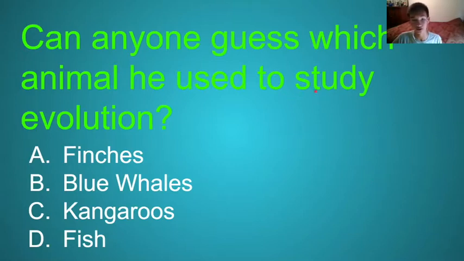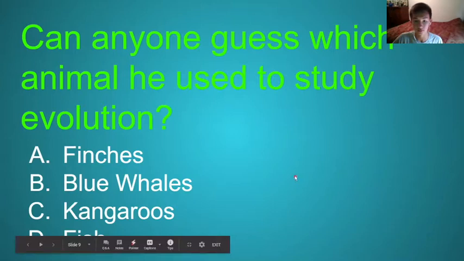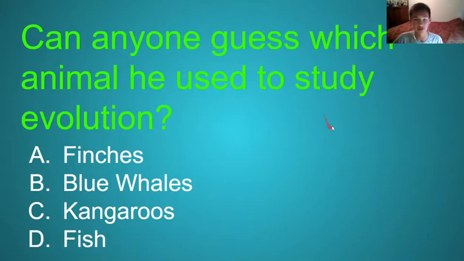As we'll see, this was used to study evolution. And so that leads us to our next question: which animals did he actually use to study evolution and come up with this idea? Because he was traveling all over the world, which ones did he actually use? I think we can share the poll now. Yeah, thank you. So A, finches, they're just a type of bird. B, blue whales. C, kangaroos. Or D, fish.